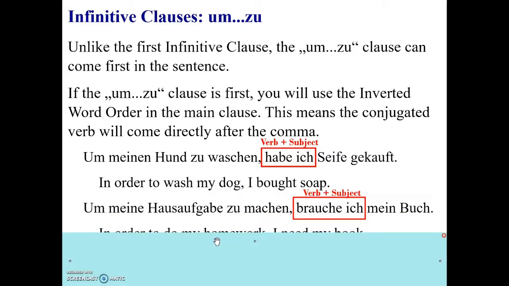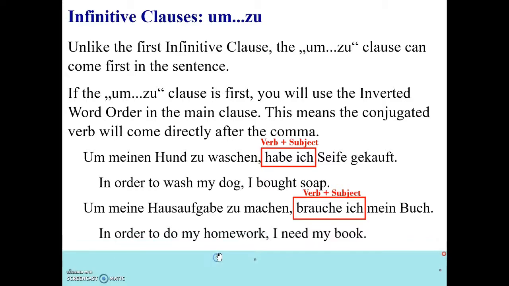A second example, um meine Hausaufgabe zu machen, brauche ich mein Buch. In order to do my homework, I need my book. We could reverse this and say, ich brauche mein Buch, um meine Hausaufgabe zu machen. I need my book in order to do my homework. Exact same sentence, but the um zu clause can come either first or second. The important part to note is if it comes first, we're going to have this verb subject switch, the inverted word order, or I sometimes just call it the flip-flop word order. We're going to flip-flop our subject and our verb in the second clause.